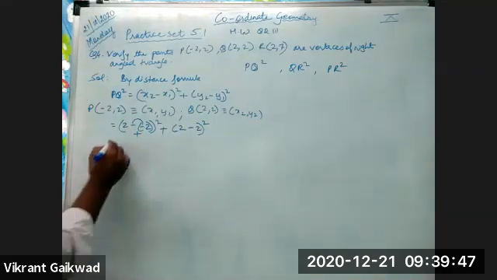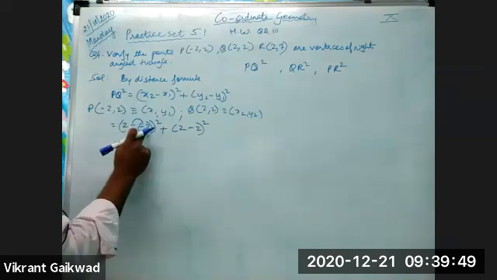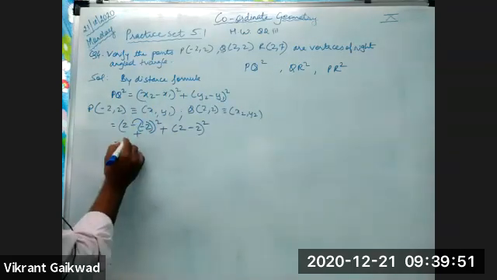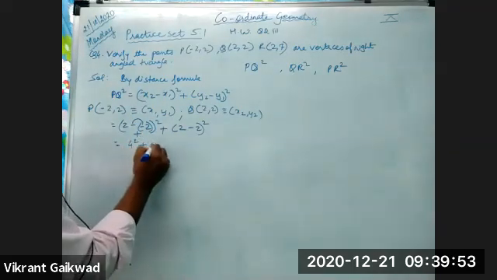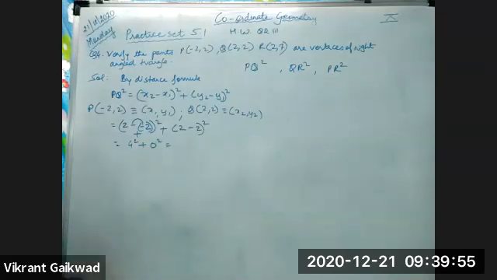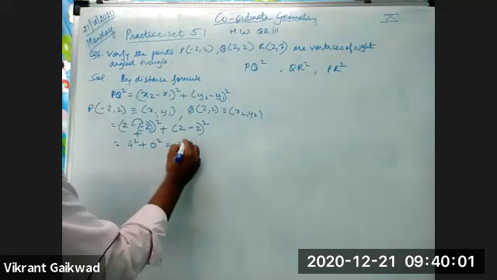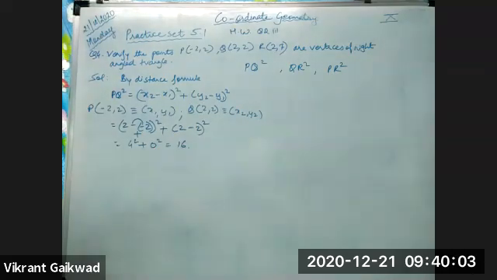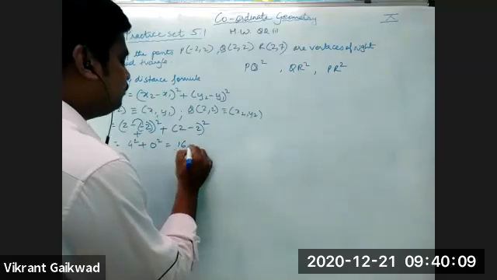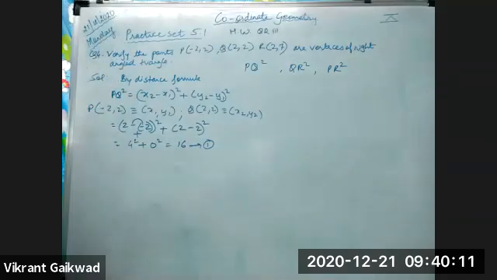So what you'll get here? 2 minus of minus has become plus. So 2 plus 2. 4 square plus 0 square. So answer is what? 4 square. That is equals to 16. Is this clear to all the students? This forms statement number 1.